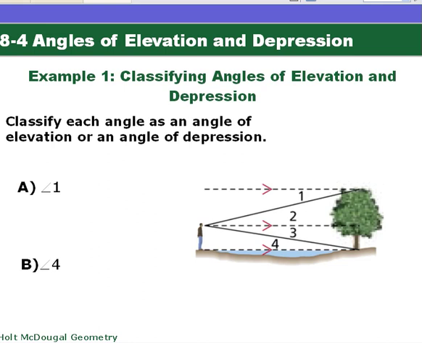In this example, we want to classify each angle as an angle of elevation or an angle of depression. Angle 1, so we have our horizontal line here. It's looking down, so 1 is going to be angle of depression. And angle 4, you notice the horizontal line is below the line, so you'd be going up. So angle 4 is going to be angle of elevation.